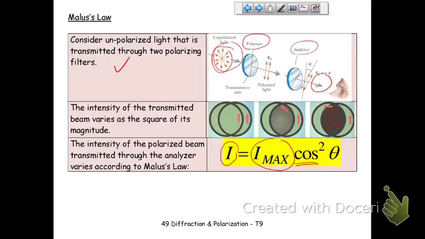So we say, consider unpolarized light that is transmitted through two polarizing filters. The intensity of the transmitted beam varies as the square of its magnitude. The intensity of polarized beam transmitted through the analyzer varies according to Malus's law. So know Malus's law and know how to do it.